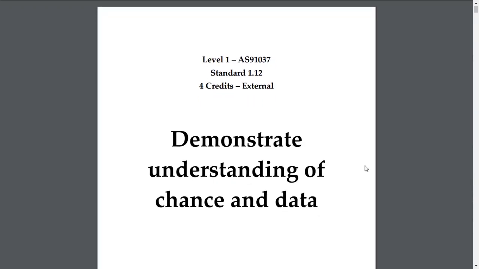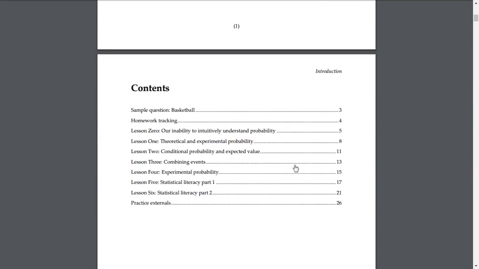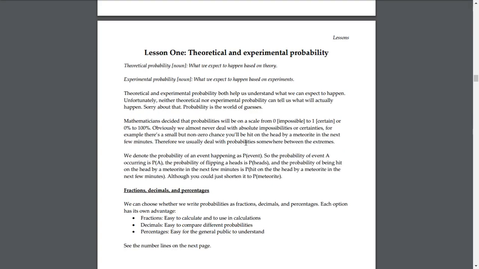Hello, and welcome to the second video in the 1.12 Demonstrate Understanding of Chance and Data. So let's demonstrate understanding of chance and data. In Lesson 1, Theoretical and Experimental Probability, we'll talk about the difference between theoretical probability, like calculations with pen and paper and calculator stuff, and experimental probability, where we do an experiment to get a ballpark figure for roughly what's going to happen.